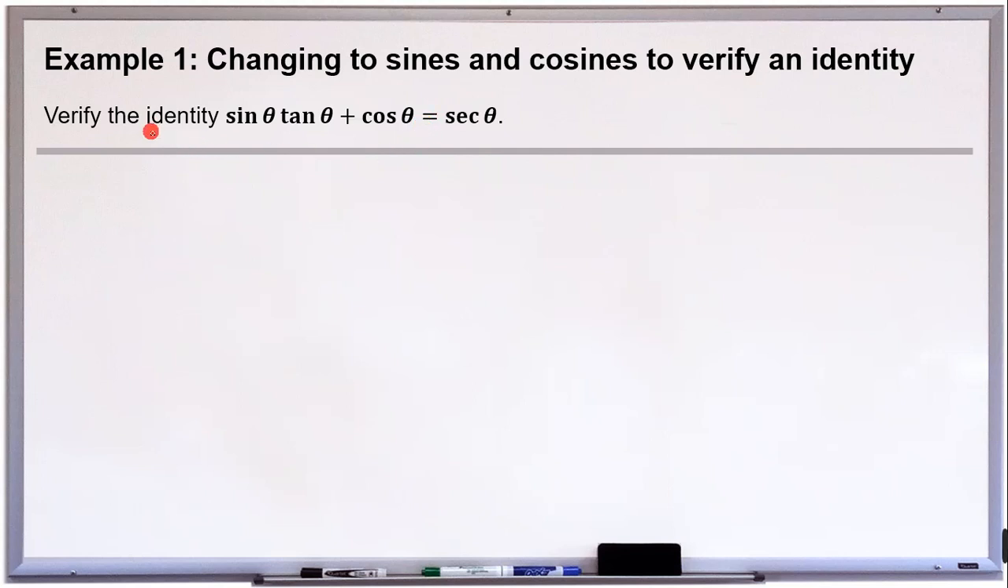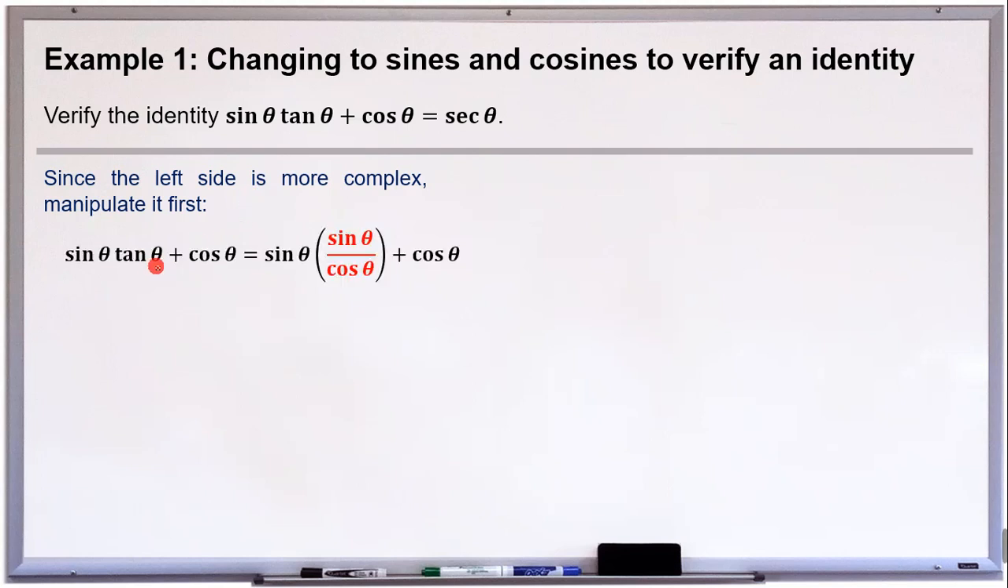Okay, for our first example, verify the identity sine theta tangent theta plus cosine theta is equal to secant of theta. Now, since the left side is more complex compared to the right side, manipulate it first. So sine theta tangent theta plus cosine theta, we're going to transform this in terms of sine and cosine. So tangent can be expressed as sine theta over cosine theta. Now multiplying sine theta and sine theta, you will have sine theta squared over cosine theta plus cosine theta.